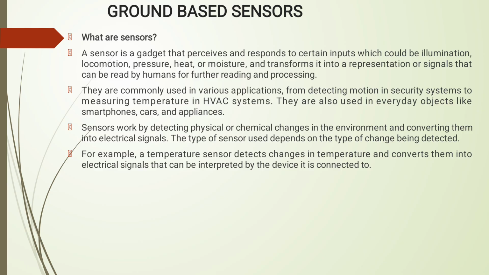A sensor works by detecting physical or chemical changes in the environment and converting them into electrical signals. The type of sensor used depends on the type of change being detected. For example, a temperature sensor detects changes in temperature and converts them into an electrical signal that can be interpreted by the device it is connected to.